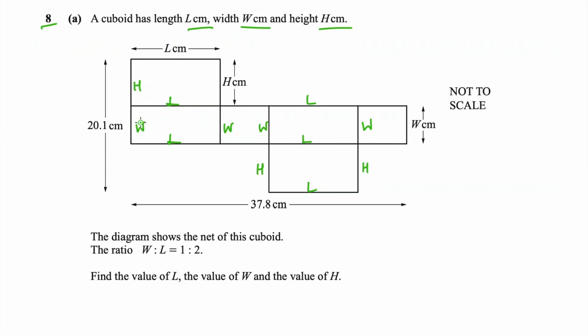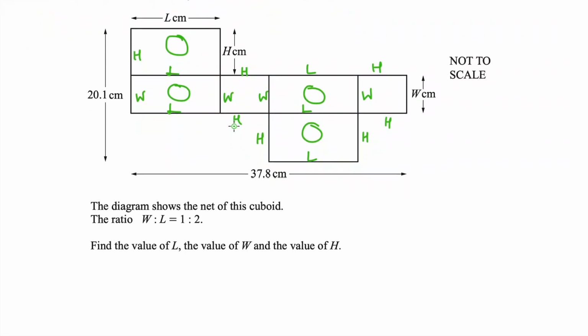so we need the length of these two sides. So if you can see, this is L and H, this is W and L, this is W and L, this is L and H, so this will be W and H. So this is H, this is H, this is H and this is H. Okay, so that is the overall net.